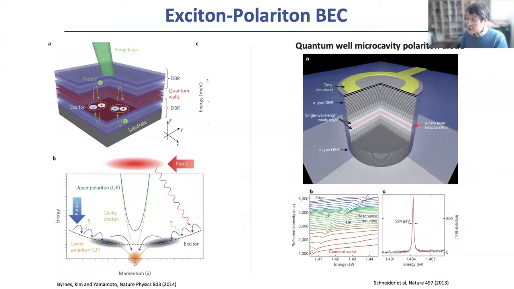However, this is a good direction, but somewhat different from what I just mentioned, because in some sense here the coherence is imposed by the light, and in many cases it is somewhat difficult to distinguish. Can I say this one is Bose-Einstein condensation of the exciton, or is this more like a laser, right? That boundary becomes a little blurry. So this is an exciting direction, but it's somewhat different from what I just mentioned.